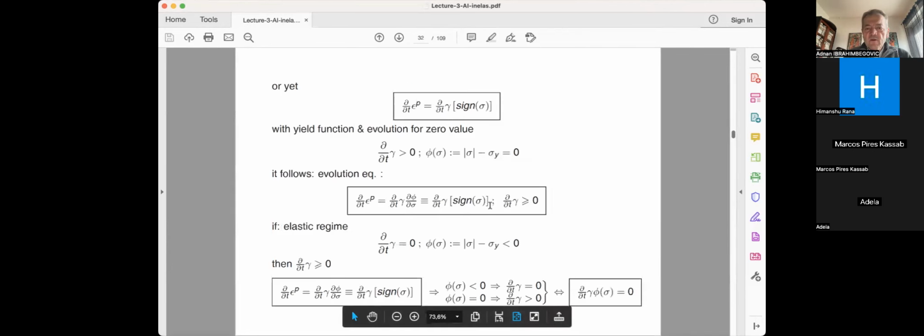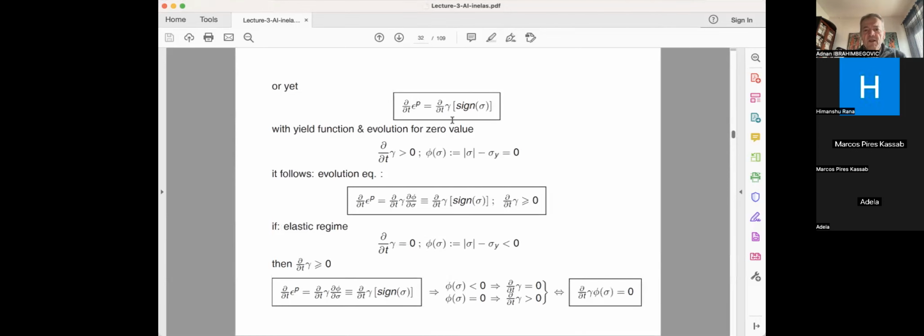So I can write these two together by saying that epsilon plastic dot is equal to this gamma dot, often called the plastic multiplier. You'll see in a moment why it is called the plastic multiplier, times sign of sigma. And so it happens that this can be formally represented in terms of a so-called yield function or criterion, when it starts yielding, basically saying that when phi of sigma is equal to the absolute value of sigma minus sigma y, and that function takes the value 0, in that case my gamma dot is positive, and I have plastic deformation, equal to gamma dot times sign of sigma.